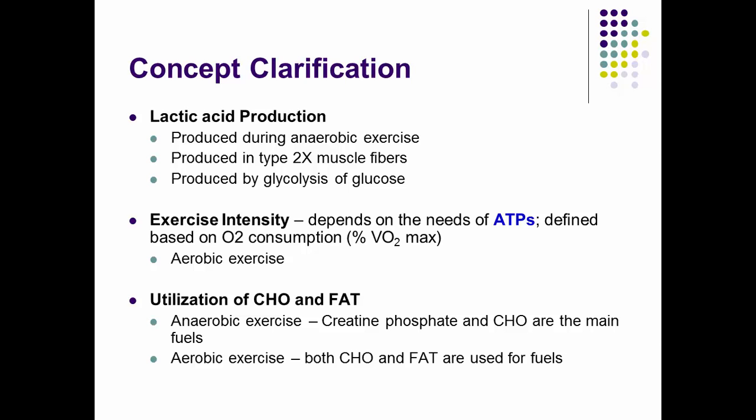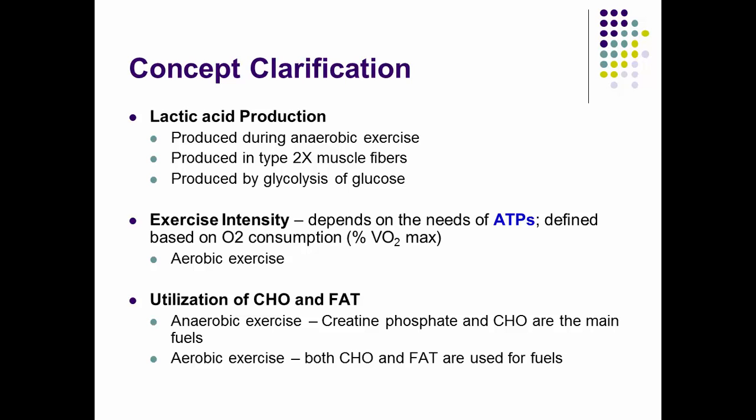And the second concept is the exercise intensity. We know it actually depends on the needs of ATPs, right? The more muscle contraction cycles, the more ATPs you need. And it is defined based on the oxygen consumption. If you need more ATPs, then it means you need more oxidation of the nutrients, the fatty acids or glucose, so you require more oxygen.